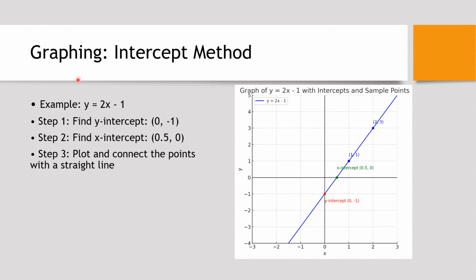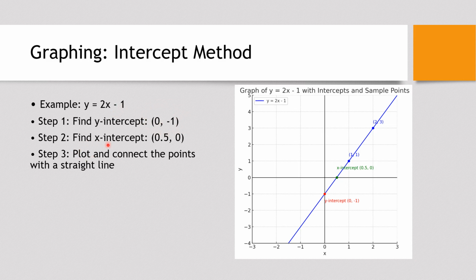Let's look at the graphing aspect of a linear function, the intercept method. We have y equals 2x minus 1. If we want to graph this function, first we need to find the intercept on the y-axis. Intercept on the y-axis means that we put x to be 0. So when you put x to be 0 here, you are going to get y to be -1. That will give us the point on the y-axis.